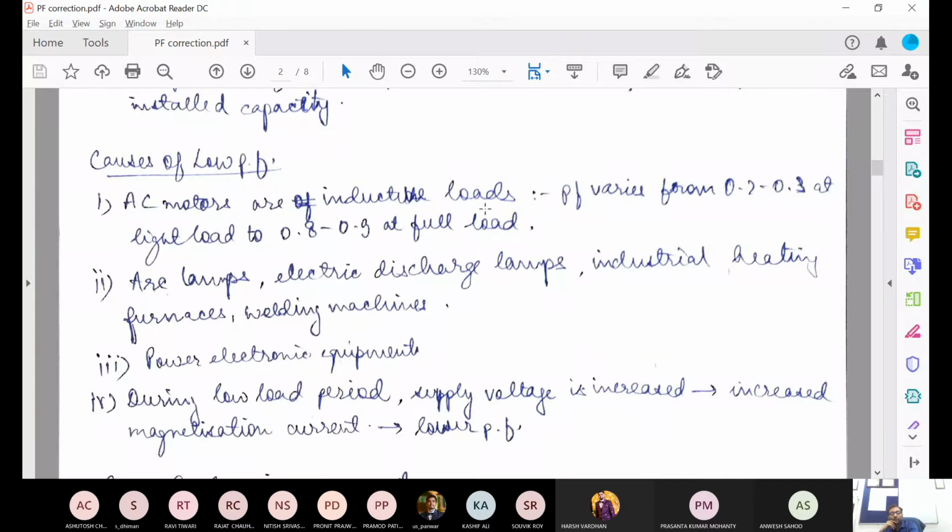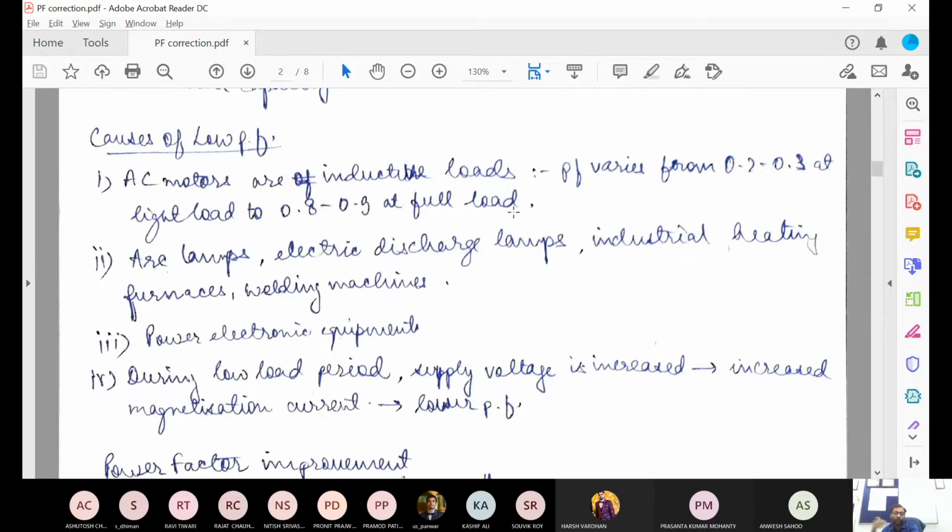So all these effects, as you can see, are emanating from the user's end, and as the variety of electrical gadgets and especially the electronic items is increasing, this problem is becoming more prominent, and it has an effect on the entire system operation.